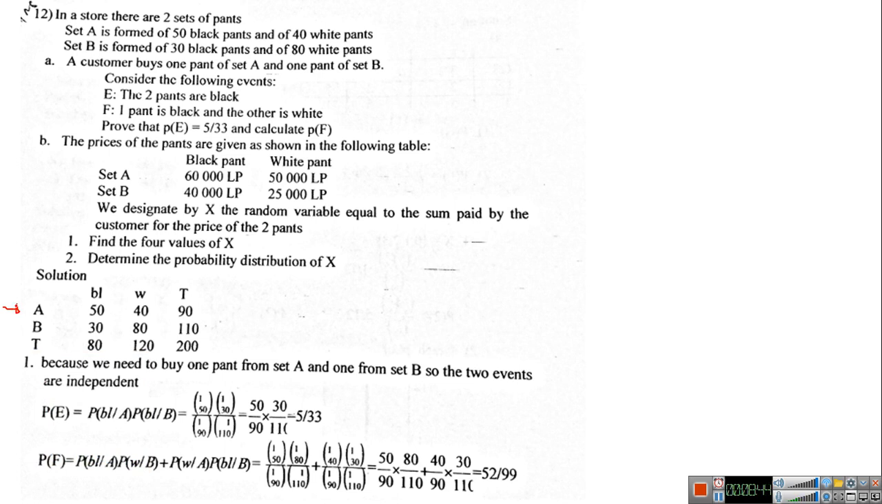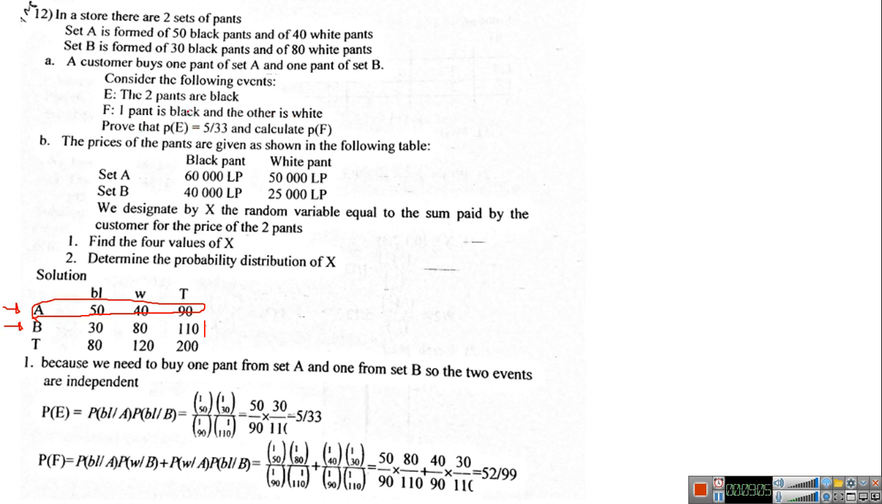What does this mean, guys? It means that it is independent. So I have two subuniverses. This alone here, and the one down is alone. Okay. Consider the following events. E: the two pants are black. F: one pant is black and one is white.